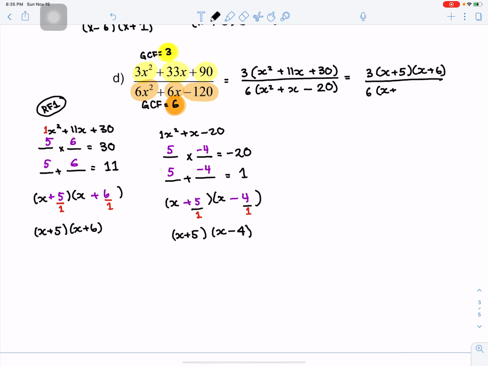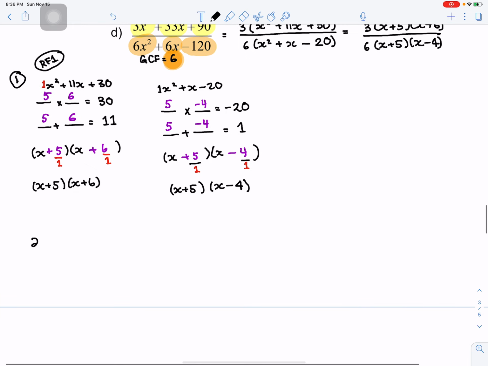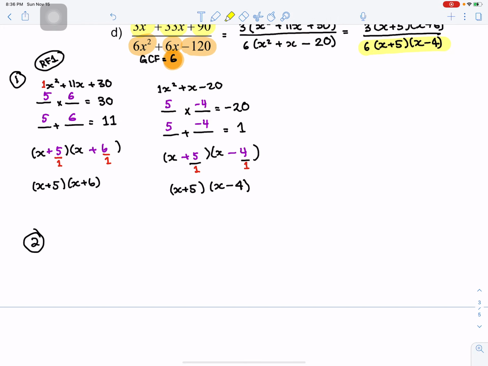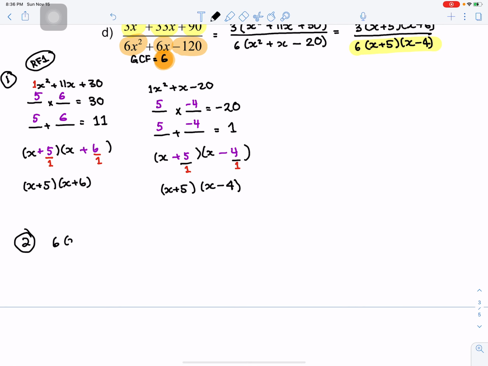I carry through the 6 there. Kind of ignore it for the time being. So there's my factoring. Now my step 2 is to state the NPVs. I'm going to just state it underneath. My NPVs, my non-permissible values, are coming from the denominator. Now I'm solving this quadratic equation through factoring. Or if you want to, you can take the original expression and solve where it equals 0, or where it is not allowed to equal 0.